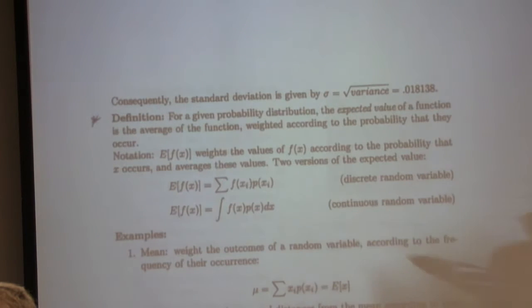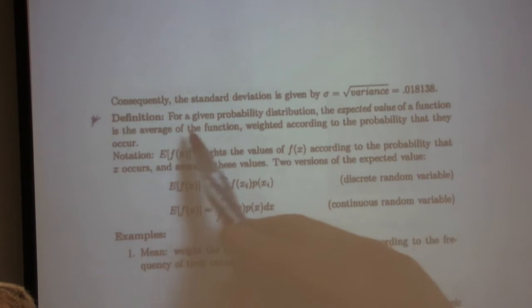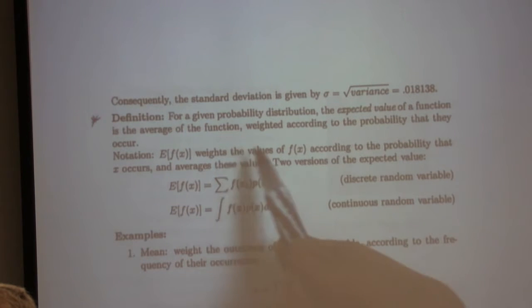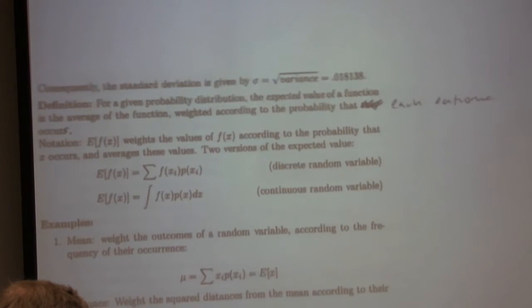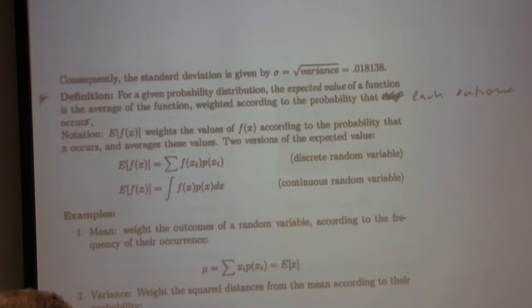So this definition here is pretty central because this operator gets used a lot in later topics. For a given probability distribution, the expected value of a function is the average of the function weighted according to the probability that each outcome occurs. And we're going to build your intuition for this in the next couple of pages. Right now I'm just introducing the definitions.